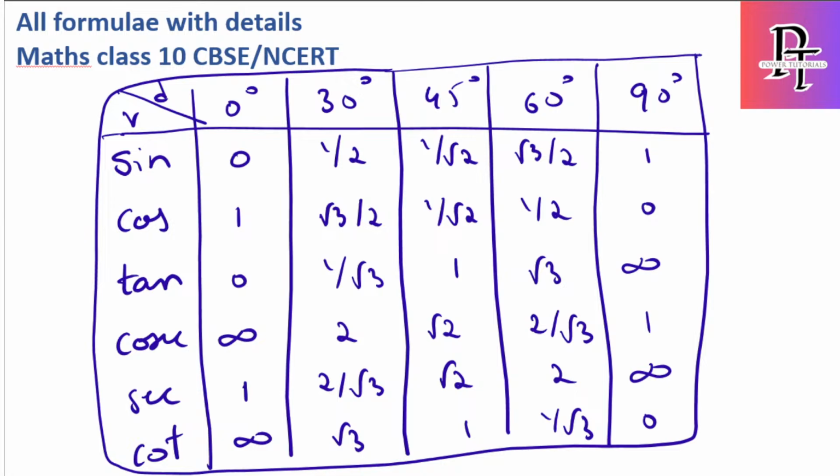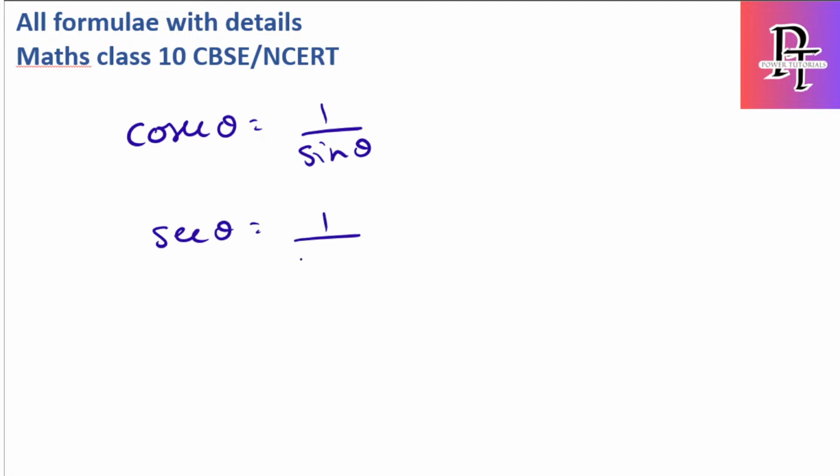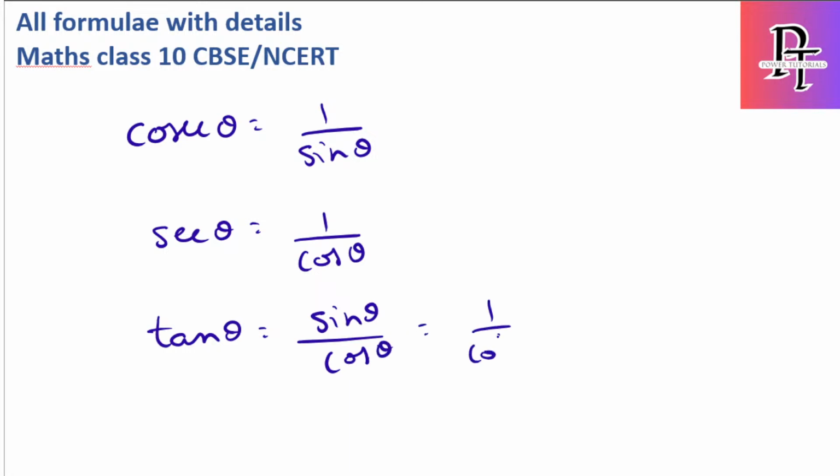Okay, so after the ratios, what is important from the trigonometry chapter is that you have to remember cosecant theta is nothing but 1 by sin theta, secant theta is equal to 1 by cos theta, and tan theta can be written in two ways, either sin by cos or 1 by cot. So these things you have to remember with respect to ratios.